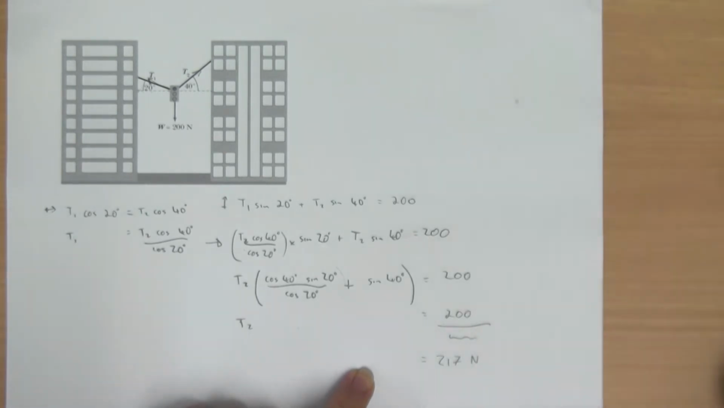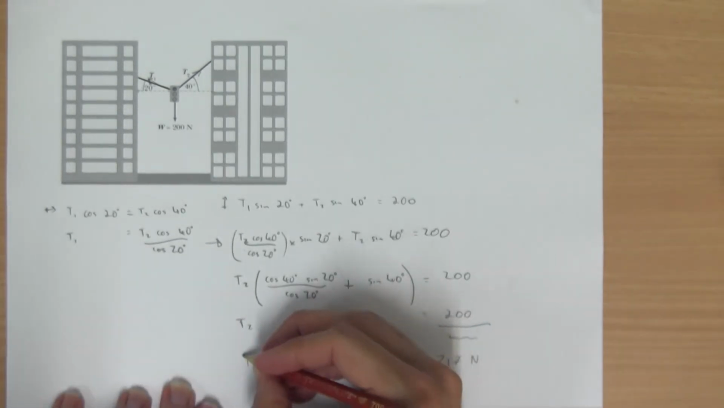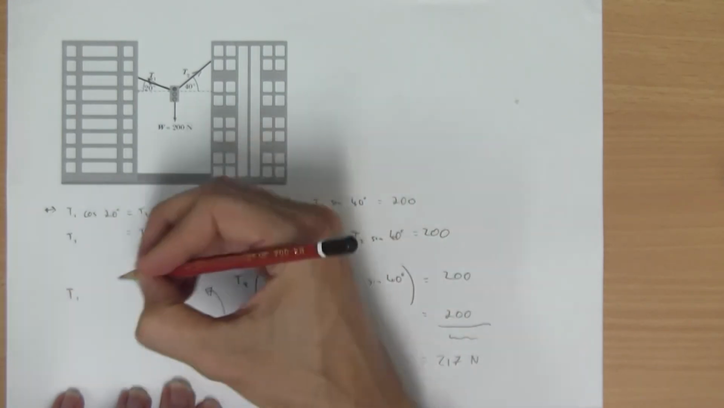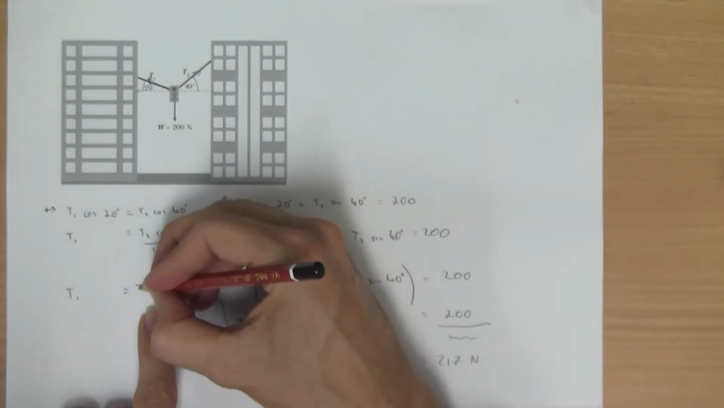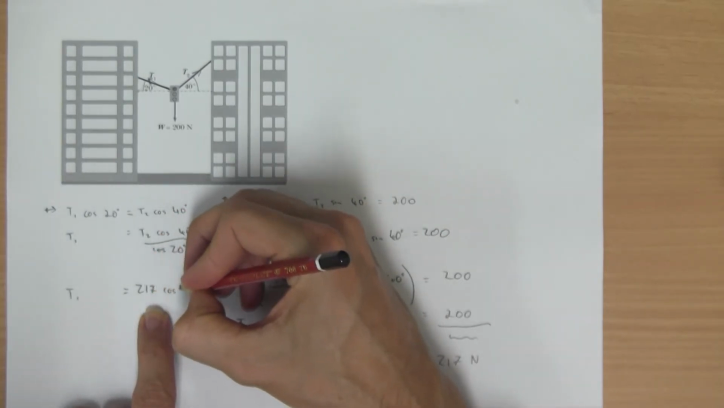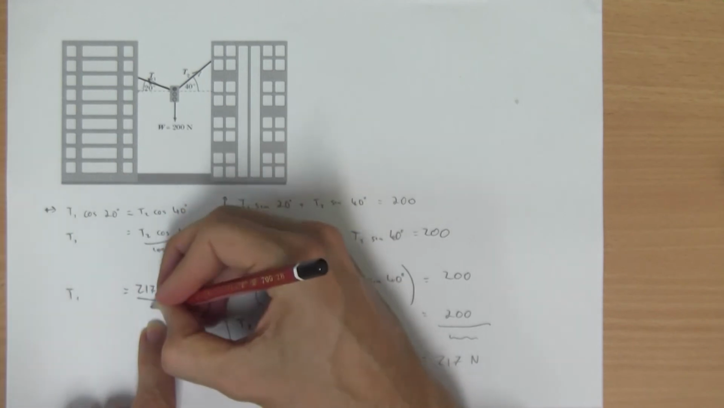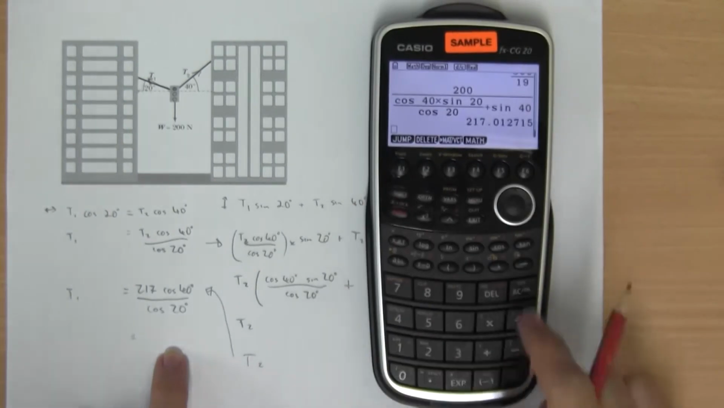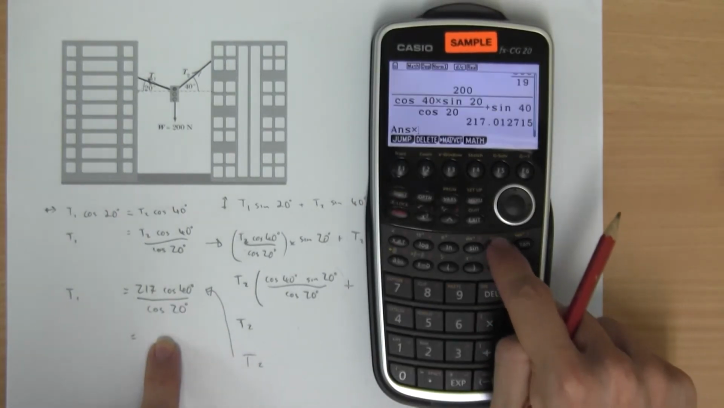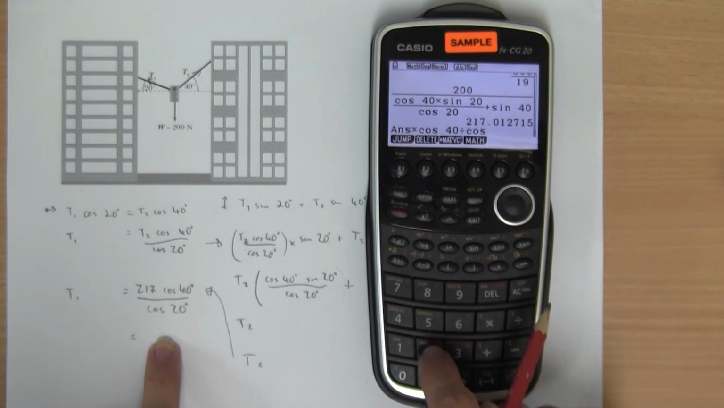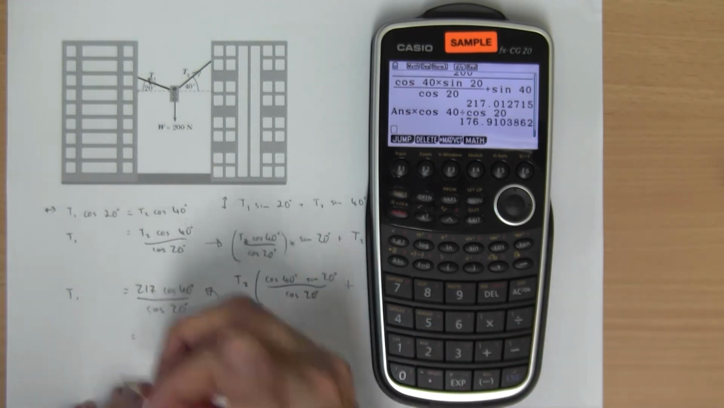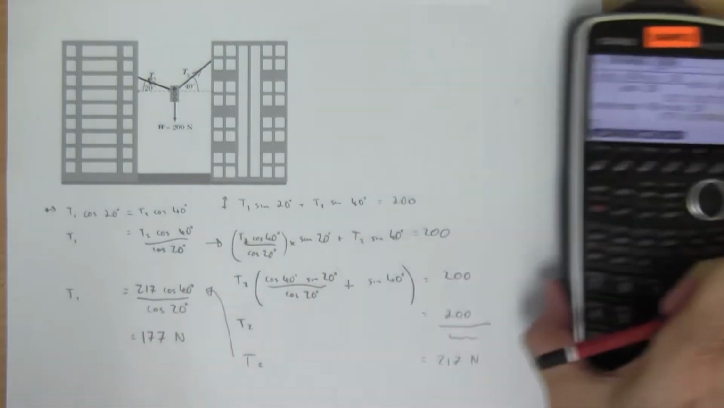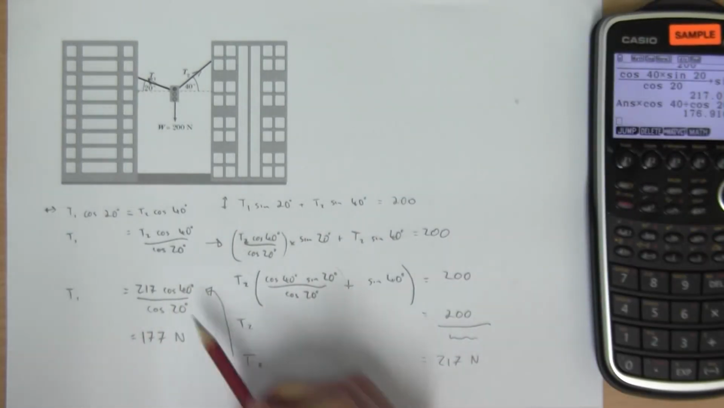And if I've got T2, then I can substitute that back into here to find T1, because that's 217 cos 40 over cos 20. So that number times cos 40 over cos 20, 177. That actually sounds reasonable. Okay, so I have found the tension in number 2 and the tension in number 1.